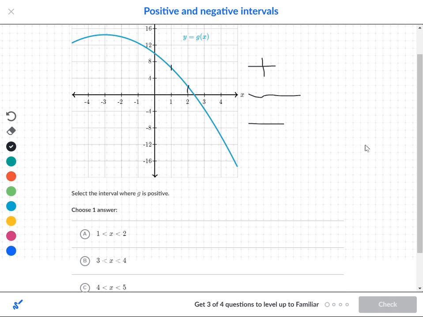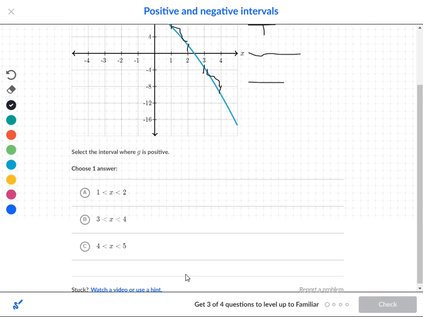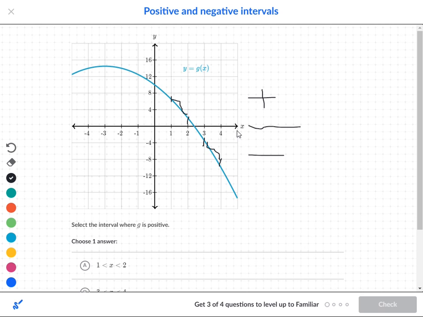Okay, what about 3 to 4? See, now look what happened to 3 to 4. 3 to 4 is in the negative range. So 3 to 4 is here, and 1 to 2 is there. So 3 to 4 is not a good choice. Okay, what about 4 to 5? Well, 5 is located right there, and 4 to 5 is from here to here, and again, that's a continuation of negative.